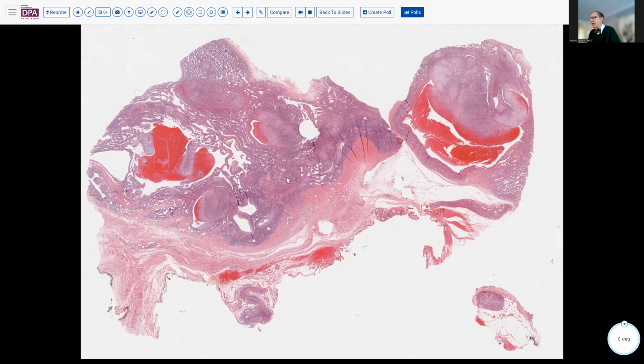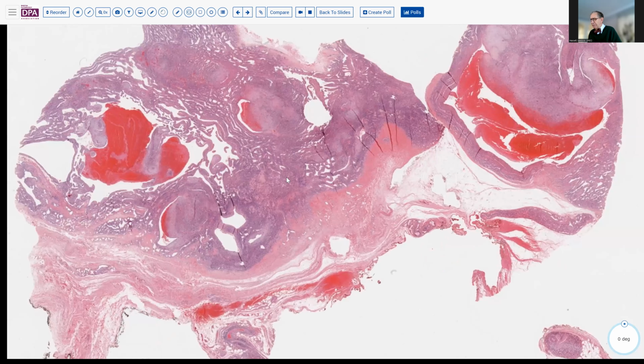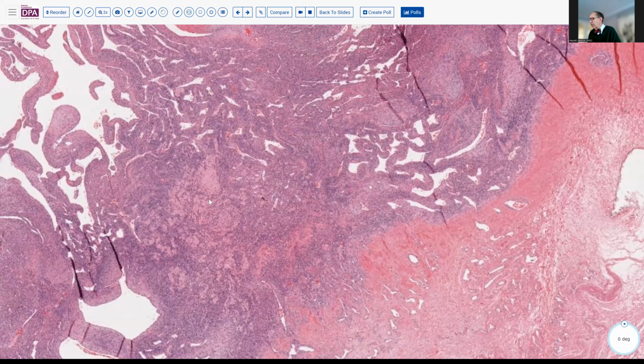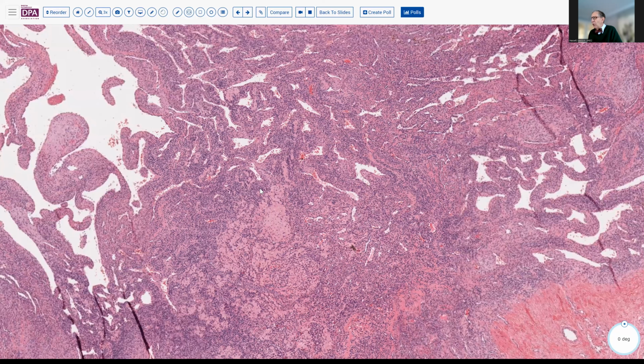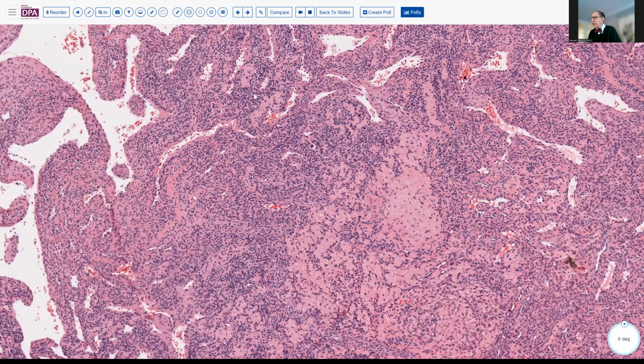It has dilated vessels. It has sort of a stellate stroma. It has a little bit of collagenization at the periphery and so forth. And so what's distinctive here? Well, the distinction is that this is a lesion that doesn't stain with STAT6. So it's not a solitary fibrous tumor.